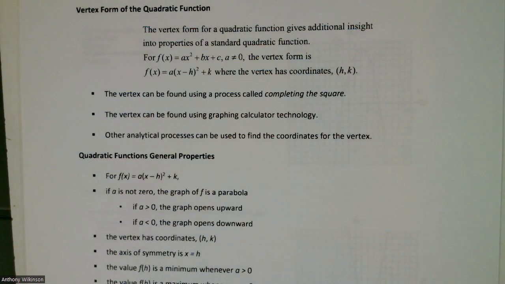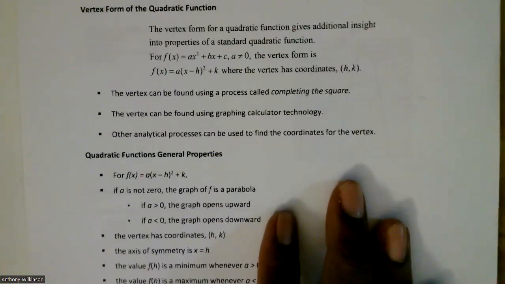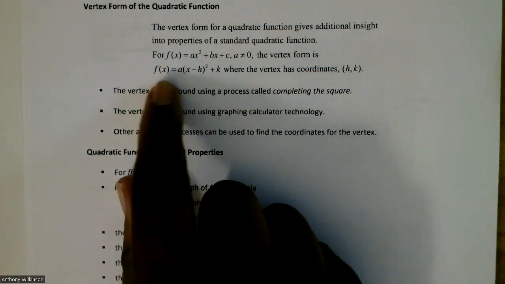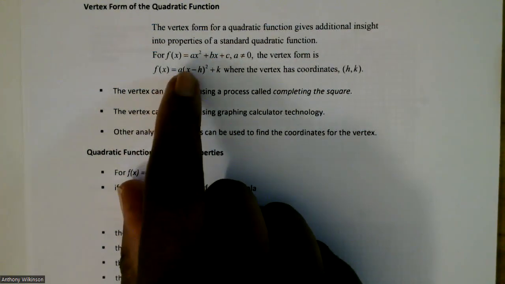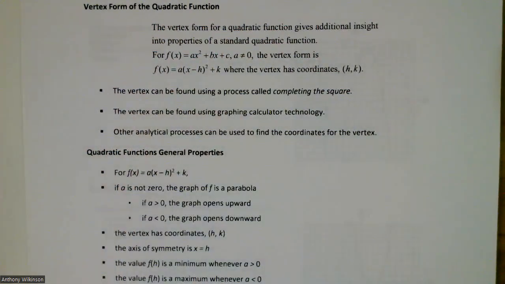Now to the vertex form of a quadratic function. The vertex form of a quadratic function gives additional insight into the properties of a standard quadratic function. All right, so for f of x equal to ax squared plus bx plus c, when a is not equal to 0, your vertex form will be this: f of x is equal to a times the quantity x minus h squared plus k, where the vertex has the coordinates h, comma, k.